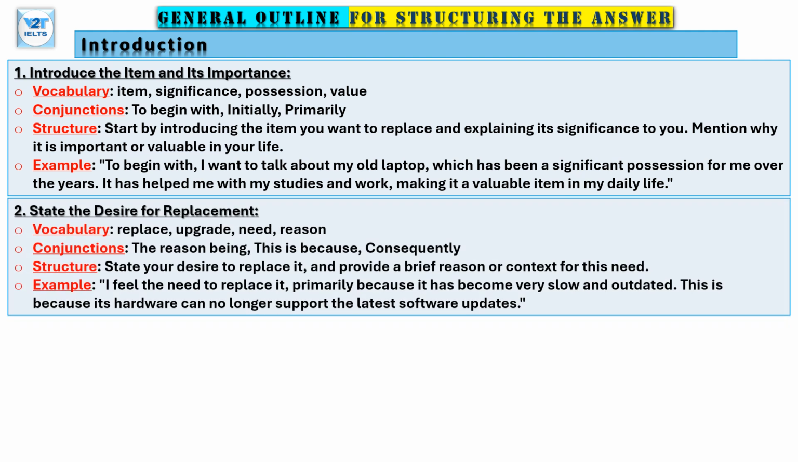2. State the desire for replacement. Vocabulary: replace, upgrade, need, reason. Conjunctions: the reason being, this is because, consequently. Structure: state your desire to replace it and provide a brief reason or context for this need.